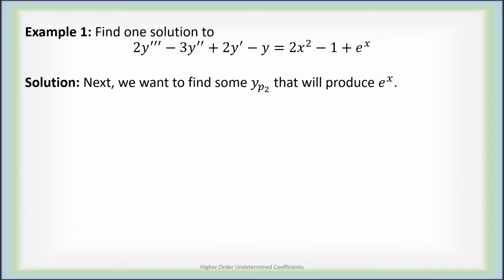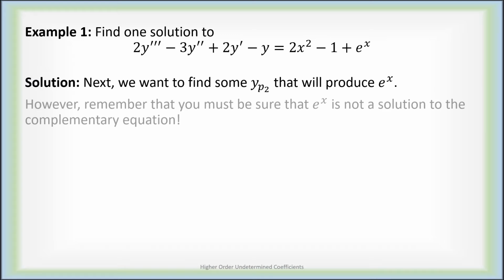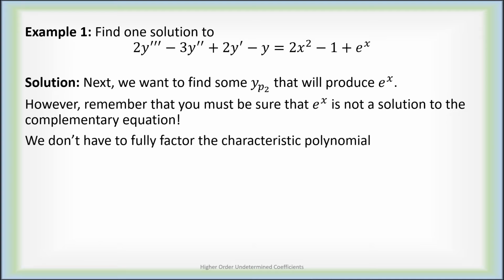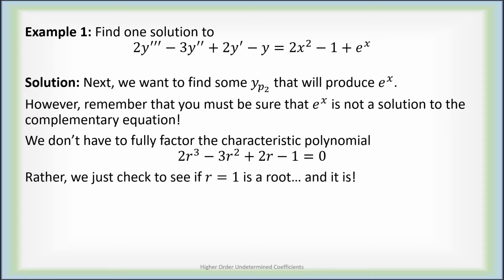We're not done, however. We need to find some yp2, which in the differential equation produces my exponential e to the x. However, before we go ahead and set up yp2 equals a e to the x and just try, we should verify that e to the x is not already a solution to the complementary equation. Now, it's not totally necessary to fully factor the characteristic polynomial 2r cubed minus 3r squared plus 2r minus 1 equals 0. Rather, you can just check, is 1 a root?